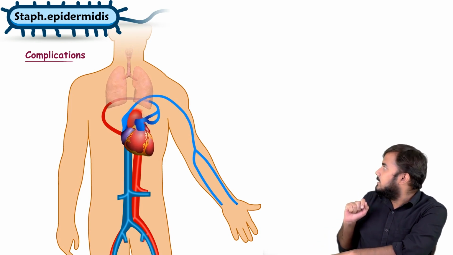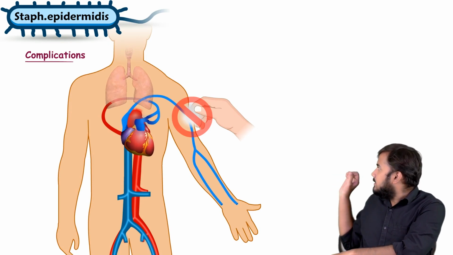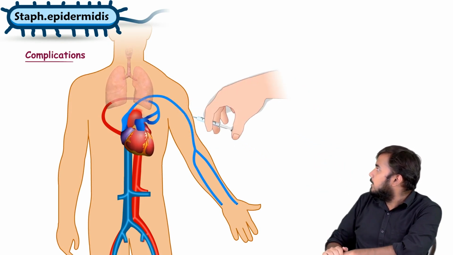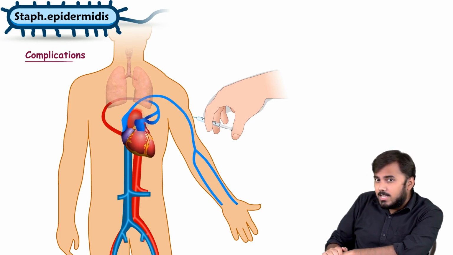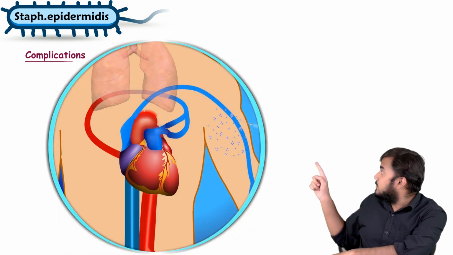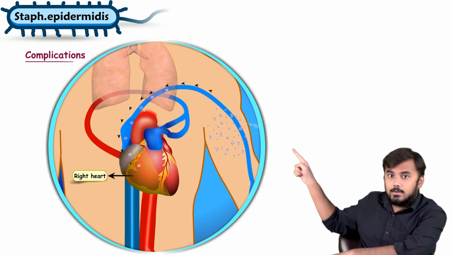Now what I am doing is, I haven't sterilized the patient's hand and I am simply inserting a cannula into the patient's vein. Now what is happening? You can see the bacteria in the vein there, right? Now this bacteria, as you can see, slowly it is going up. It is entering into the right heart.